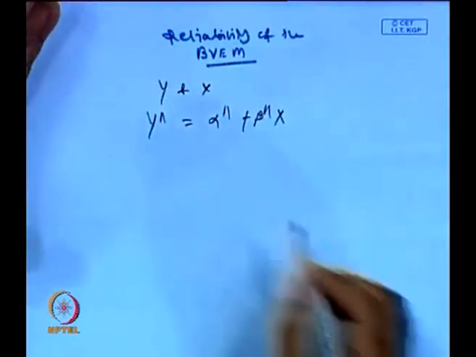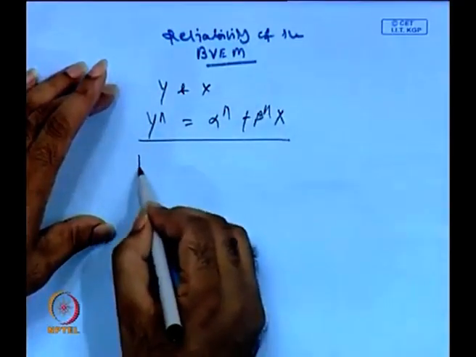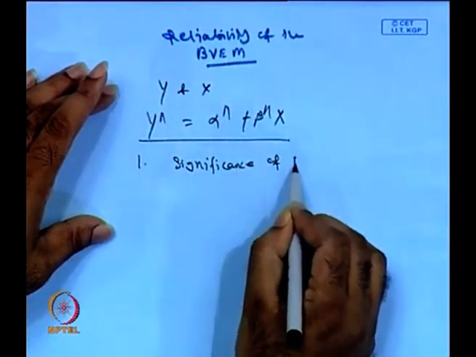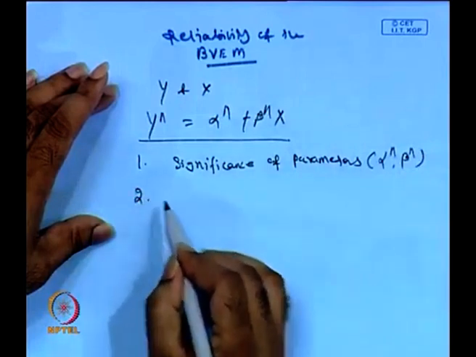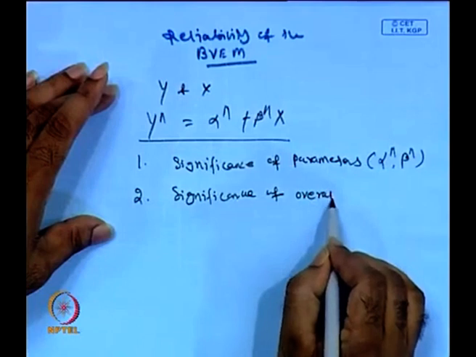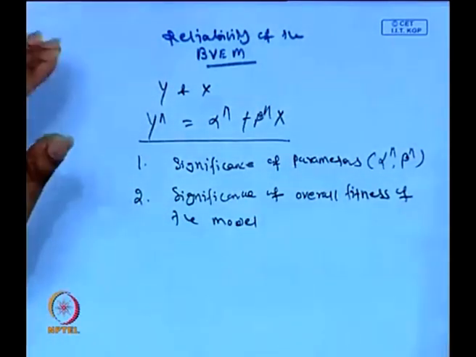Now the essential point is that we have two specific objectives so far as the reliability is concerned. The first objective is to know the significance of the parameters, with respect to alpha hat and beta hat, and the second objective is to know the significance of the overall fitness of the model. The first objective is to know the significance of the parameters, that is the weightage of each parameter.